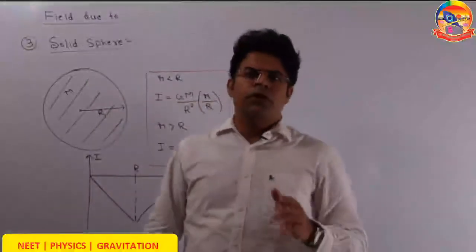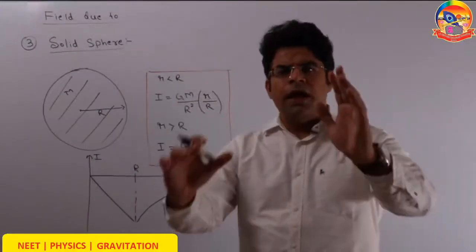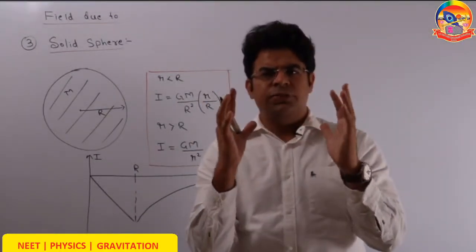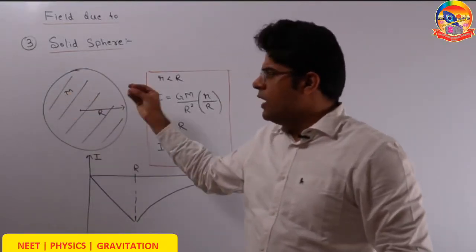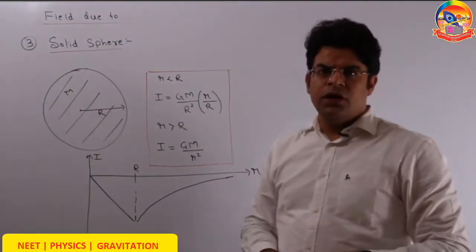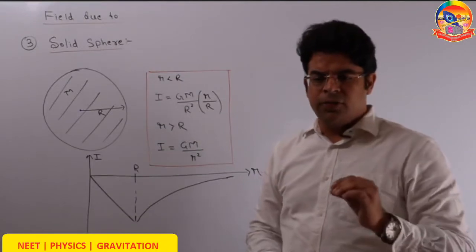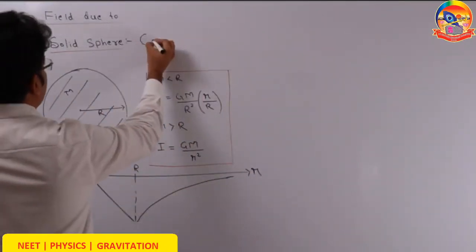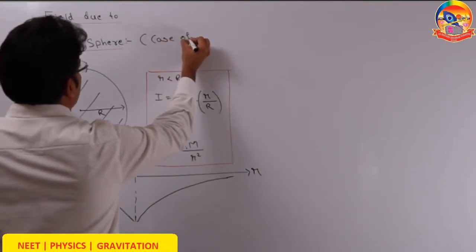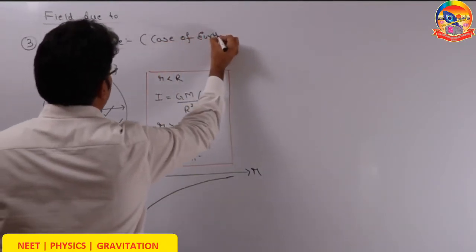Now, the field due to a solid sphere having a uniform mass density distributed over it. Now here we have a solid sphere having mass M and radius R. This is the most important case because this is the case of Earth. So I will write here, remember that this is also the case of Earth that we derive.